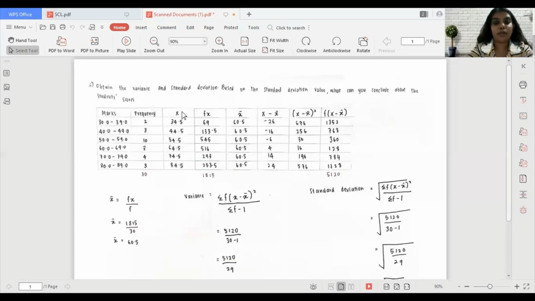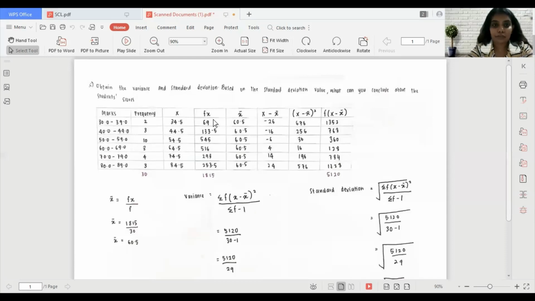Then we are required to find the value of x. How we find it is by adding 39 with 30 and dividing by 2, we get 34.5. Doing the same thing here, 49 plus 40 divided by 2, 44.5. 59 and 50, 54.5. 69 plus 60, 64.5. 79 plus 70, 74.5. 89 plus 80, 84.5.